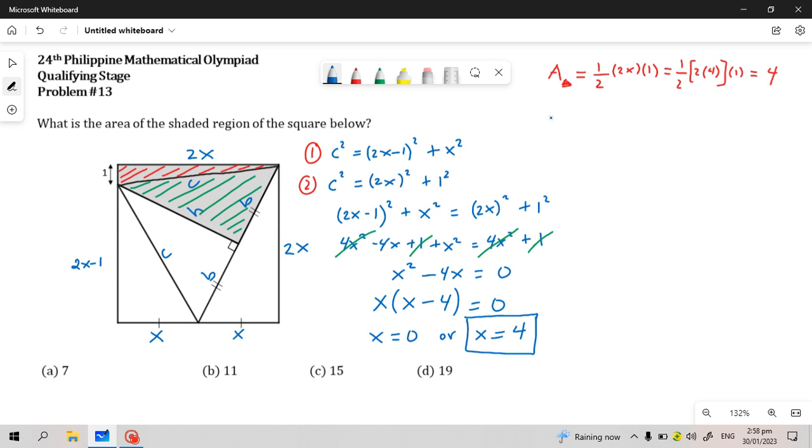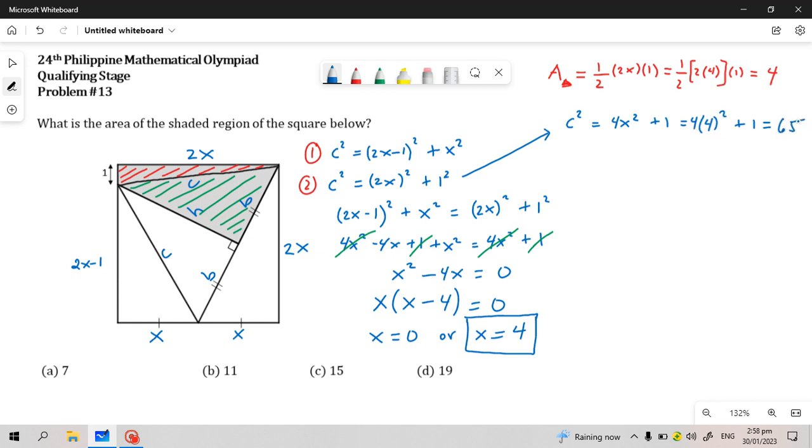Okay, so we have c squared equals 4x squared plus 1. Now we know that x is 4, so c squared is 4 times 4 squared plus 1. If we simplify that, that's 4 squared, 16 times 4, 64 plus 1, 65.